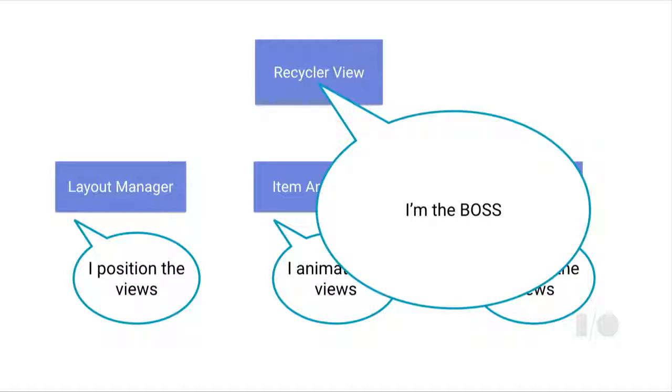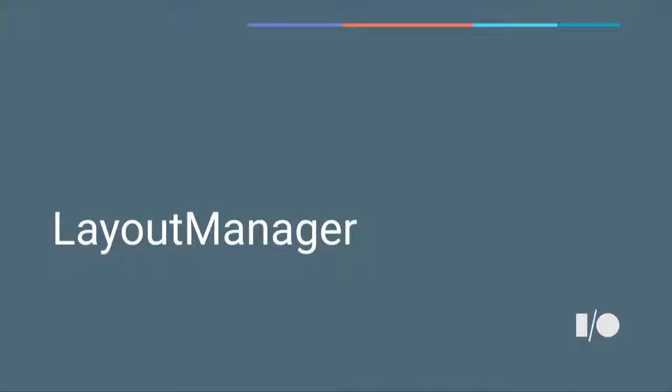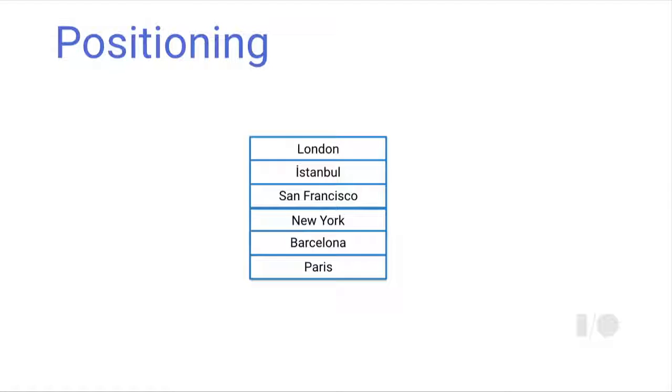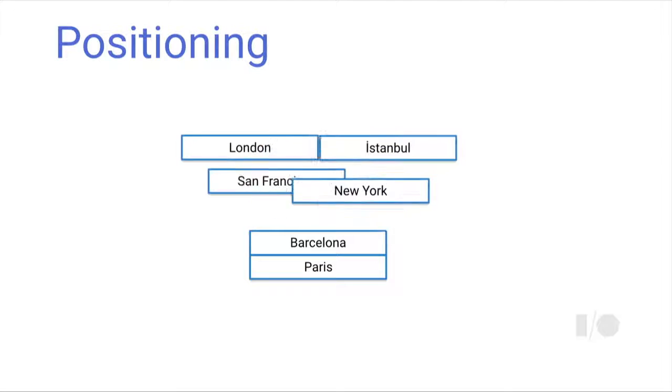And the RecyclerView is the boss. So it's the central location that communicates with all these components to make them work together. So we briefly look at the layout manager. It can be a linear list, it can be a grid, or it can be a staggered grid.